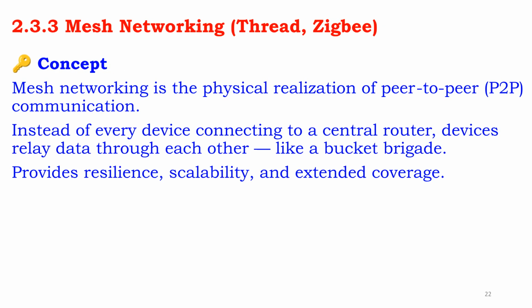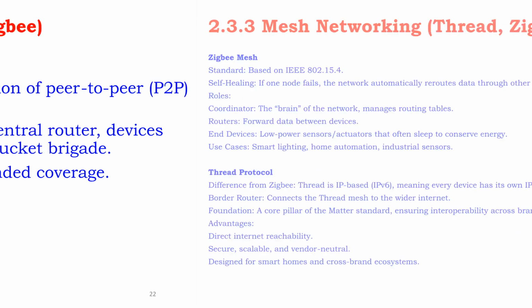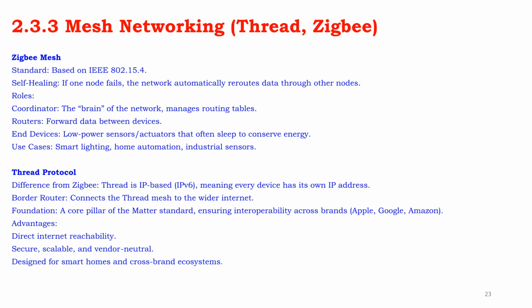The core concept of mesh networking is that every device helps relay data, similar to a bucket brigade. This creates a highly resilient network structure, where data automatically reroutes if a node fails. Zigbee is based on the IEEE 802.15.4 standard, offering self-healing capabilities and defining specific device roles: coordinator, routers, and low-power end devices.